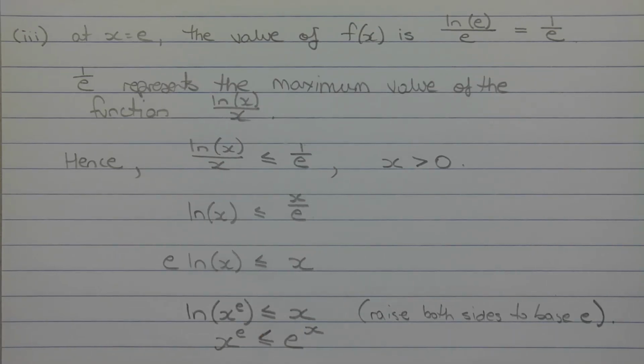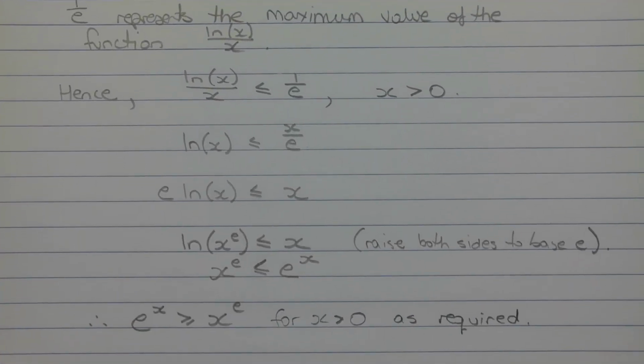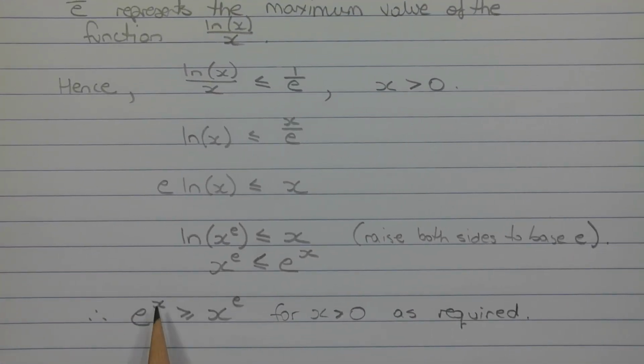Finally, we raise both sides of the inequality to base e to cancel the ln function on the left-hand side. So we get x to the power of e less than or equal to e to the power of x. Therefore, e to the power of x is greater than or equal to x to the power of e for positive values of x as required.